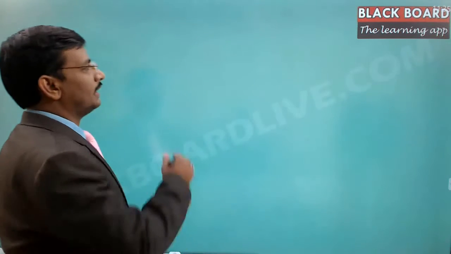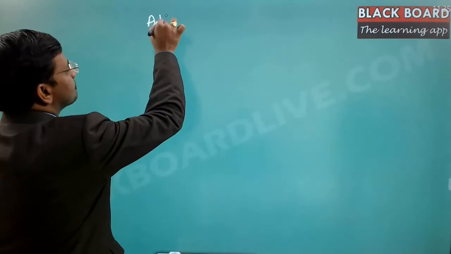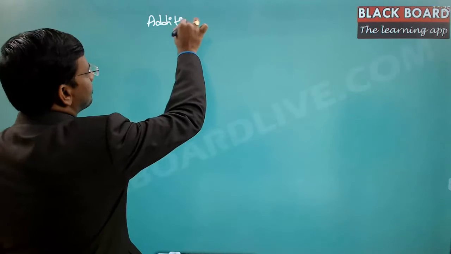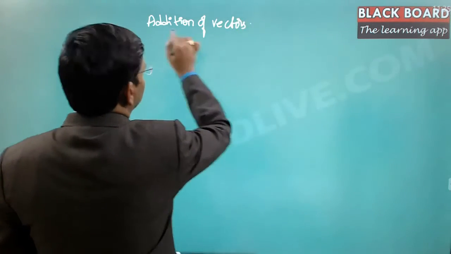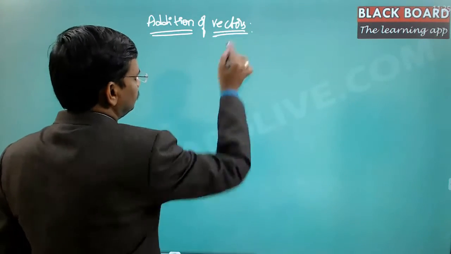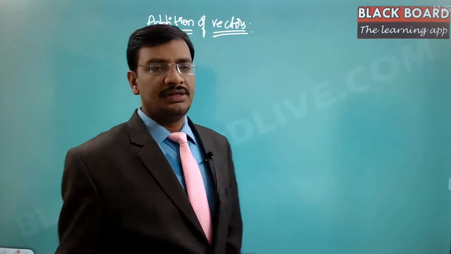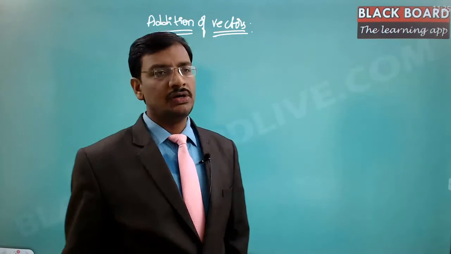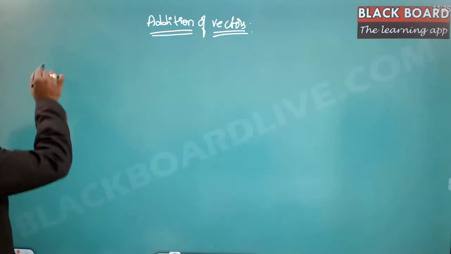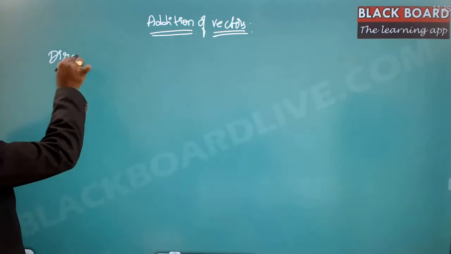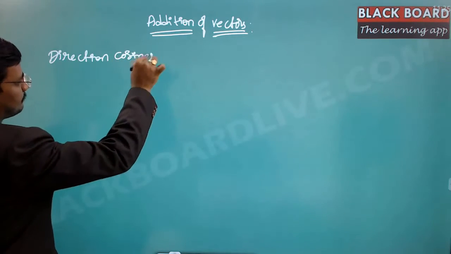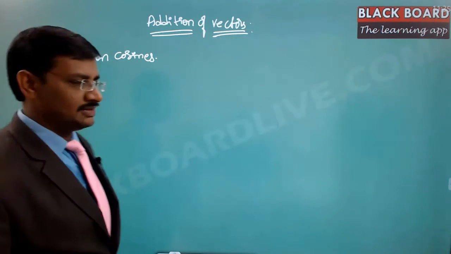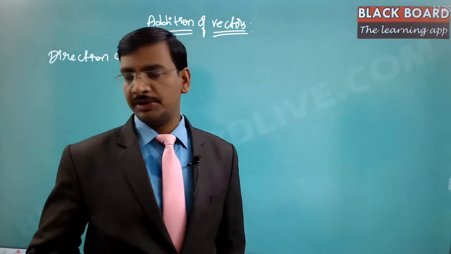Fine. So let us start. We were discussing the addition of vectors. In the addition of vectors, we need to understand a little bit of 3D geometry, which we call the direction cosines. So direction cosines, this actually comes under the category of three-dimensional geometry.